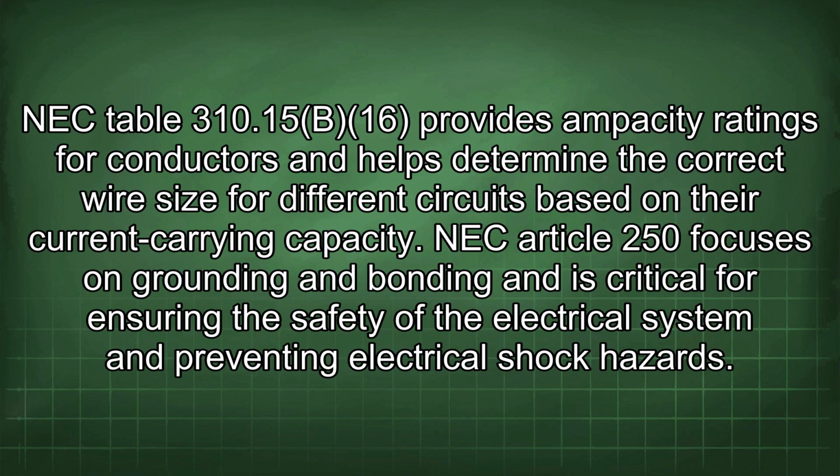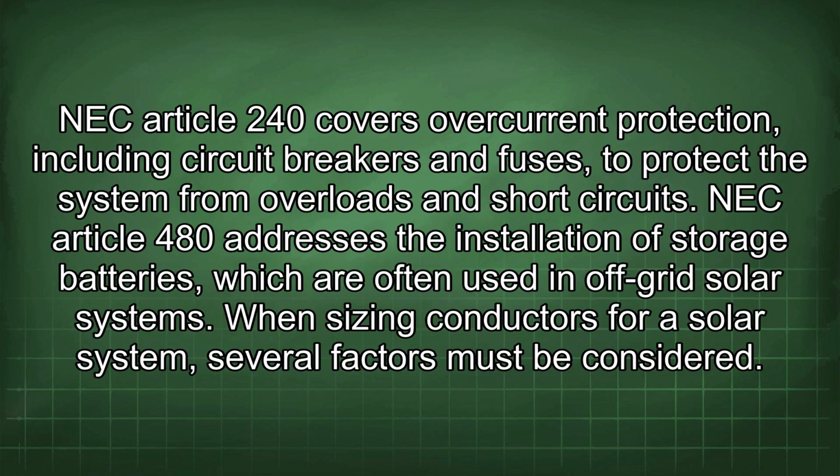NEC Table 310.15(B)(16) provides ampacity ratings for conductors and helps determine the correct wire size for different circuits based on their current carrying capacity. NEC Article 250 focuses on grounding and bonding and is critical for ensuring the safety of the electrical system and preventing electrical shock hazards. NEC Article 240 covers overcurrent protection, including circuit breakers and fuses to protect the system from overloads and short circuits. NEC Article 480 addresses the installation of storage batteries, which are often used in off-grid solar systems.